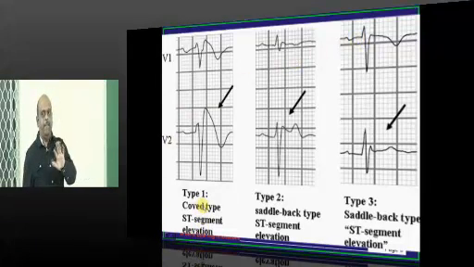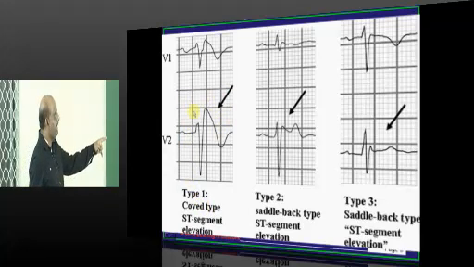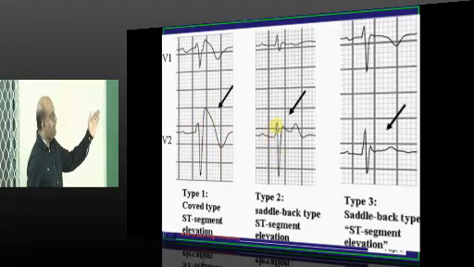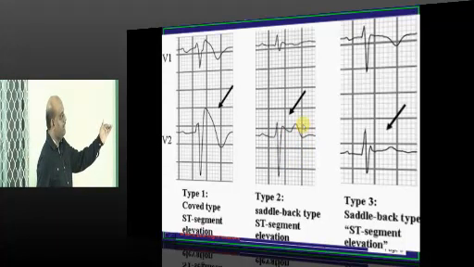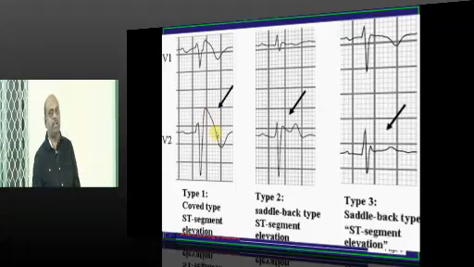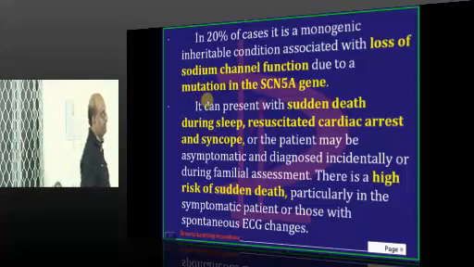So there are 3 types of ST elevation, doctor. Coving means this. Saddle back means this. These 2 are saddle back, this is coving. Coving is more classical of Brugada syndrome.